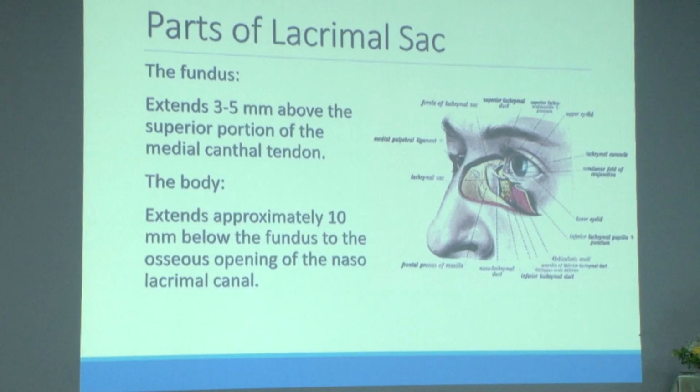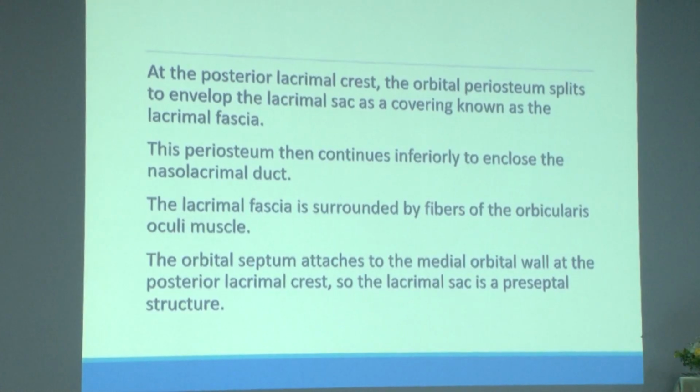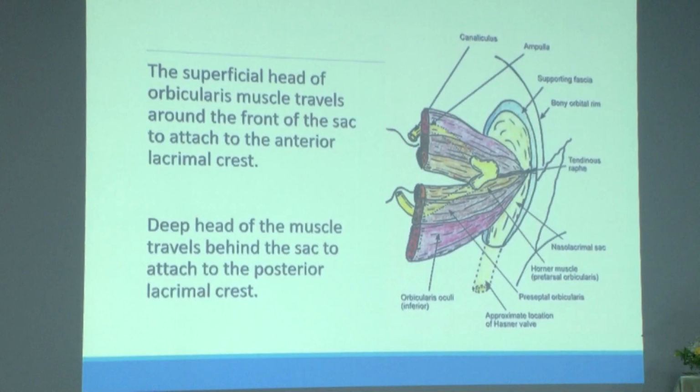So, what are the parts of the lacrimal sac? It is divided into fundus and body. Fundus is 3.5 mm above the superior portion of the medial canthal tendon, and body is 10 mm below the fundus. So, these are the relations.